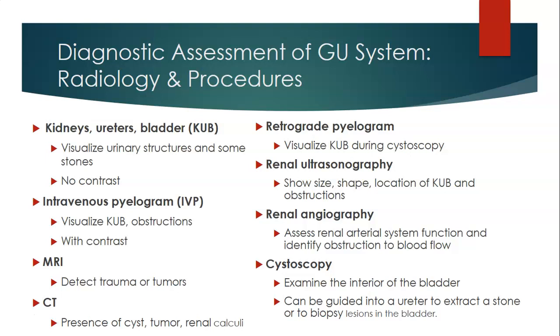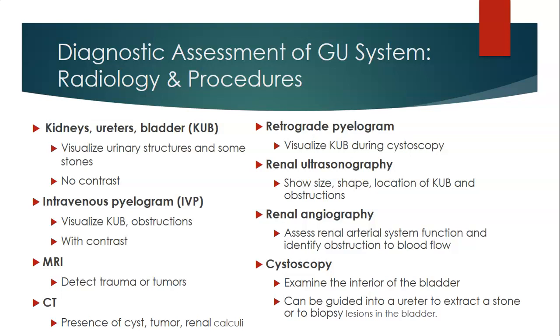Renal angiography. This is going to be used to assess the renal arterial system and its function, as well as identify any areas of obstruction to blood flow specifically. So not necessarily urine flow. This is going to look at blood flow to the kidneys. It's going to be done under local anesthesia, so a catheter will be threaded through the femoral artery and up into the aorta to the renal artery, where a contrast agent will be injected.